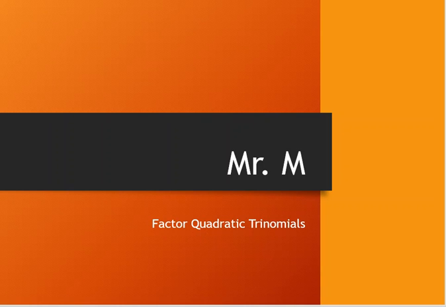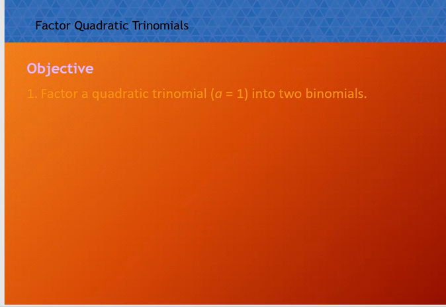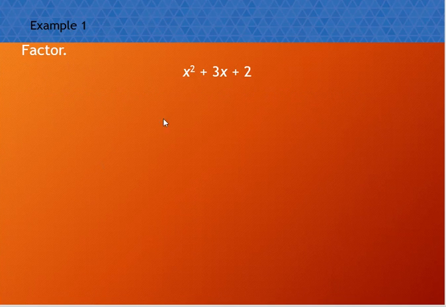Today we are going to do some factoring. So we're going to factor quadratic trinomials with leading coefficient 1, and let's start with the first example. So there is a leading coefficient 1 here.